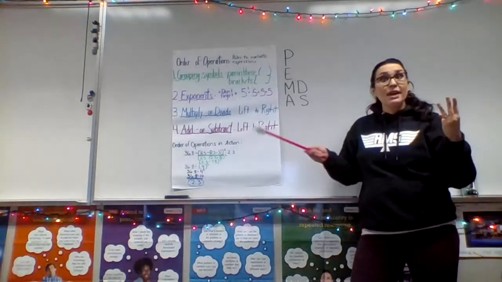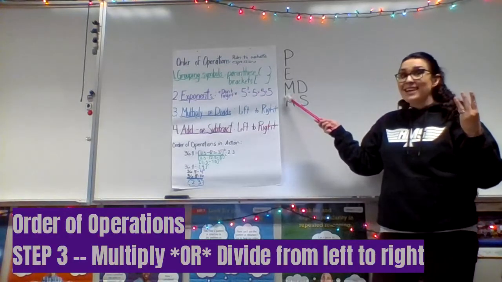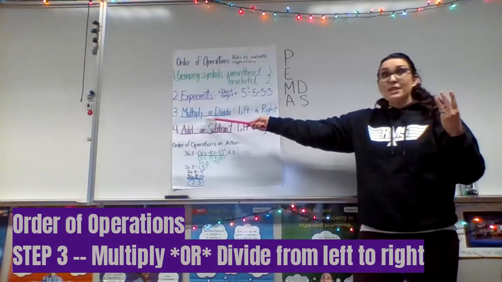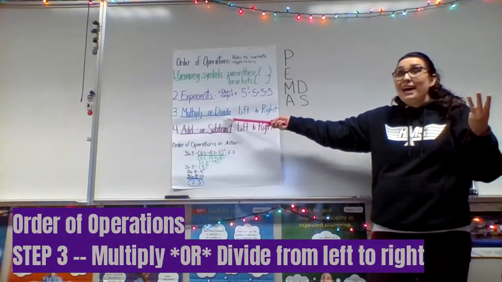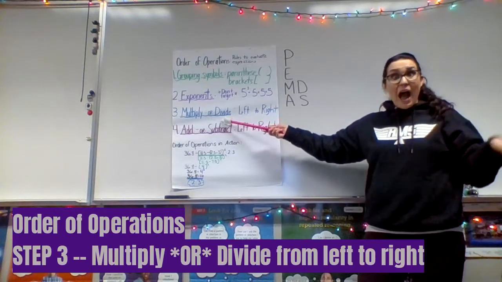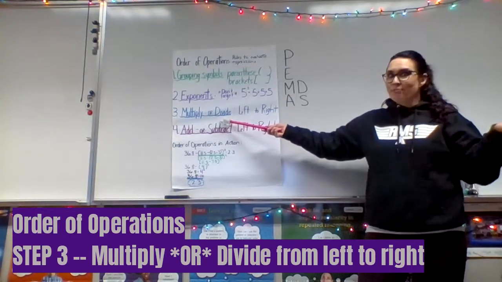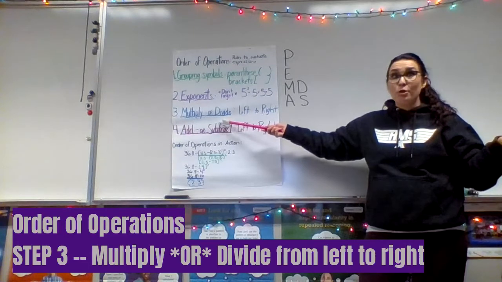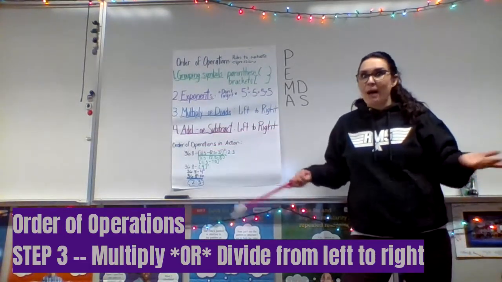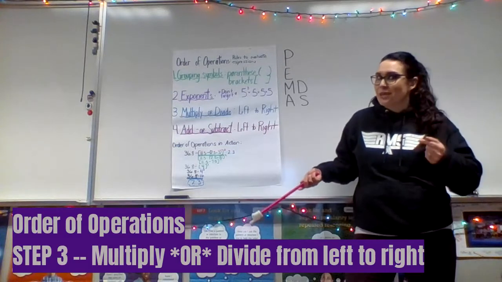For step 3, you'll notice that for PEMDAS, I wrote my M and D next to each other like this. Step 3 is also multiply or divide, but you don't always multiply first. You don't always divide second. How do you know which one to do? Well, you look at your problem and you move left to right. When you move left to right, whichever operation shows up first, that's the one that you do first.